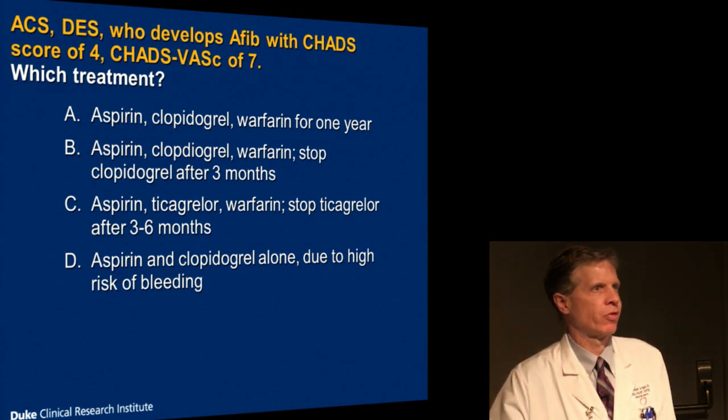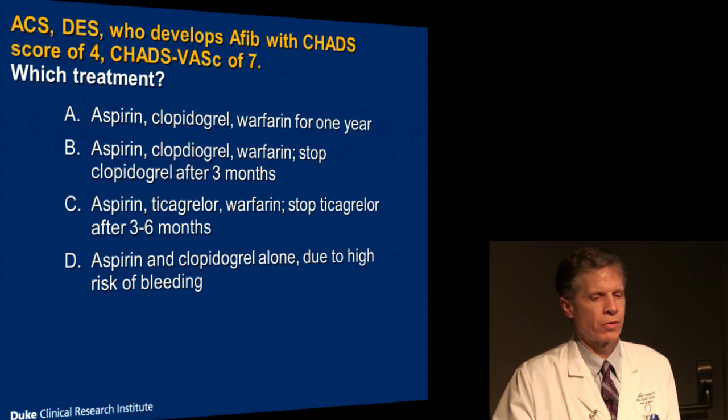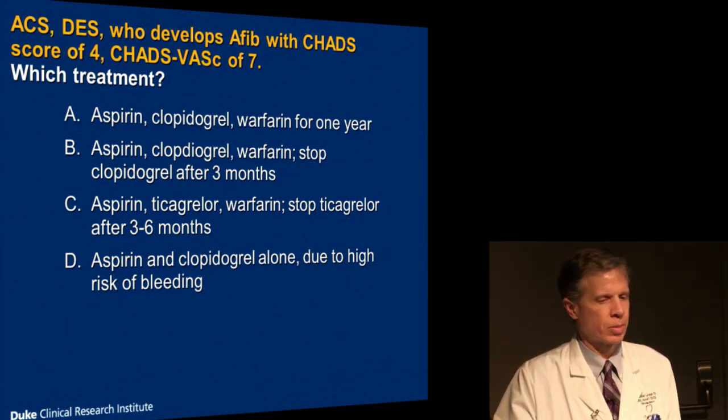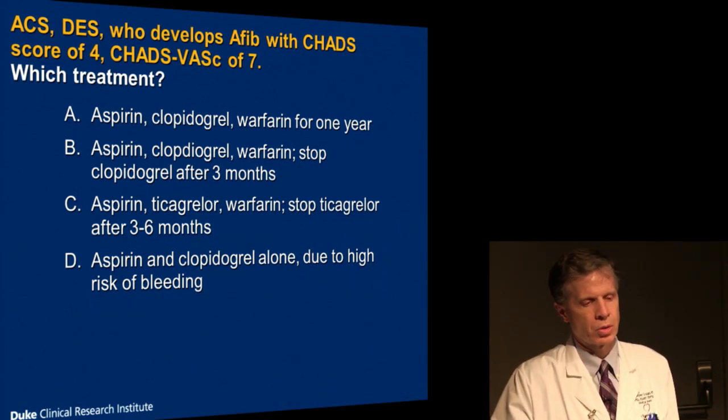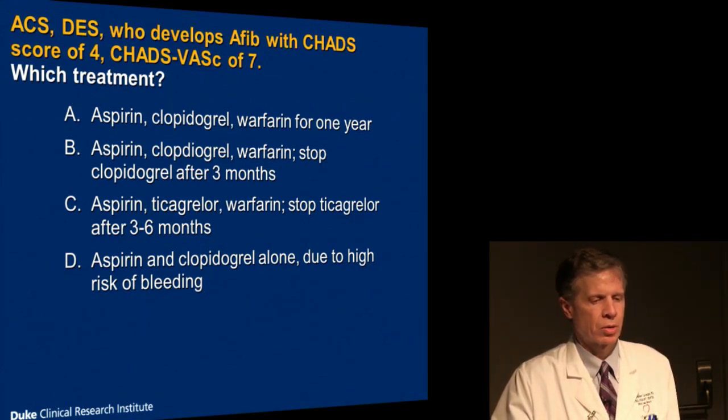This patient has a CHADS-VASc score of 7, a CHADS score of 4. What do we do? Do we treat with triple therapy, meaning aspirin, clopidogrel, and warfarin for a year? Do we stop clopidogrel after the necessary time for dual antiplatelet therapy after 3 months, but understanding that in acute coronary syndrome we have benefit out to a year from randomized trials? Do we go with ticagrelor or prasugrel? Probably not prasugrel in this patient, again because of history of TIA, but ticagrelor.